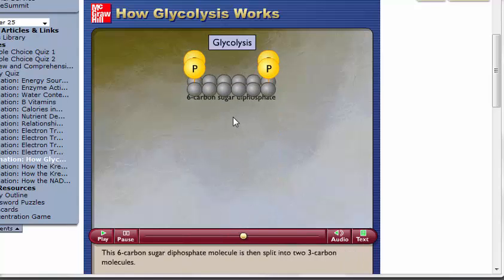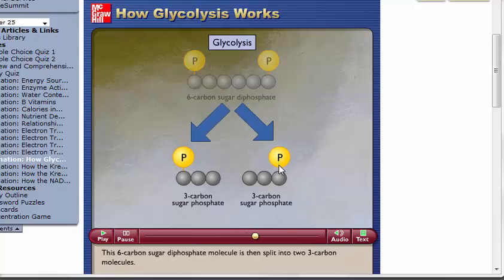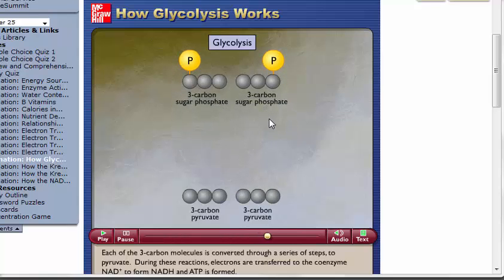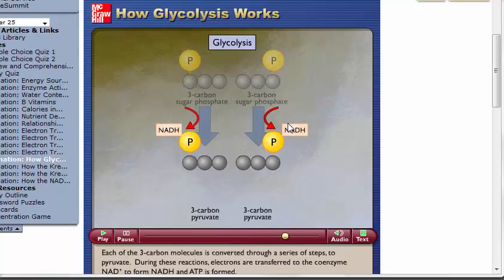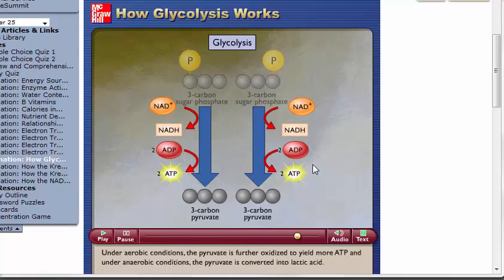So you have a 6-carbon sugar with 2 phosphates, diphosphate. Now that you've energized the molecule to a higher energy state, it splits up. That's called lysis. Now you have 2 3-carbon molecules, each with 1 phosphate. Then, through a series of chemical reactions, NAD plus makes NADH and ADP makes ATP, those phosphates get added to ADP. And now you get pyruvate at the end. In fact, 2 pyruvate molecules. And notice you started with 6 carbons and you end up with 6 carbons. But in this case, it's 2 3-carbon molecules.